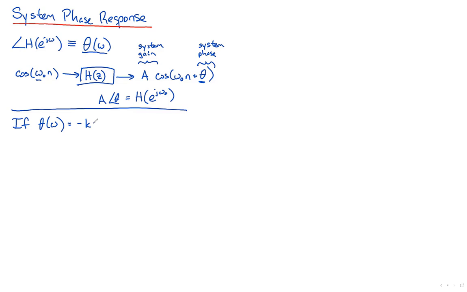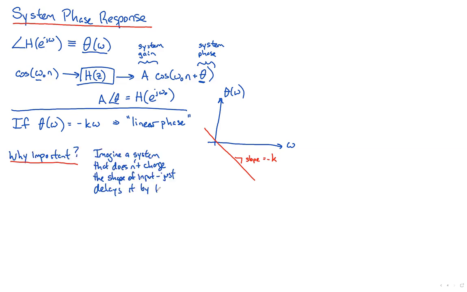Now, there's a special case of this phase function. If it's equal to minus some kind of constant times omega, then we say it is linear phase. And by linear phase, what we really mean, it's a confusing term, isn't it? What we mean is that if we were to graph our phase, that phase function drops like this, and that slope is equal to minus some constant. So why is it important?